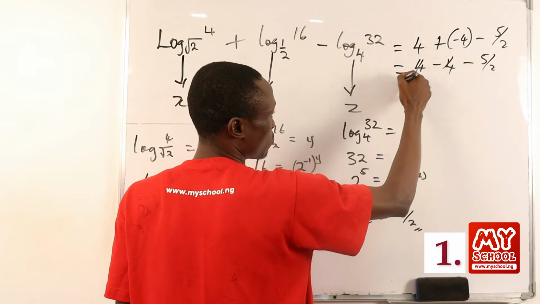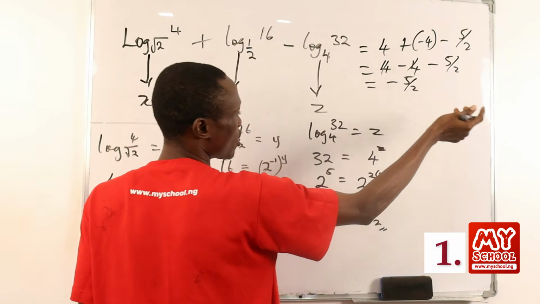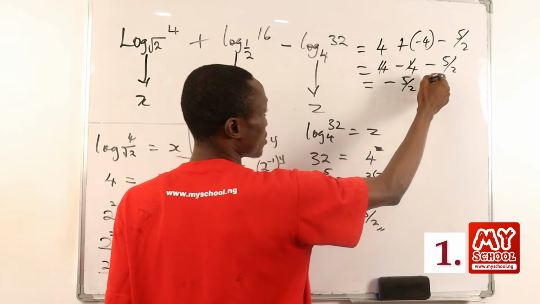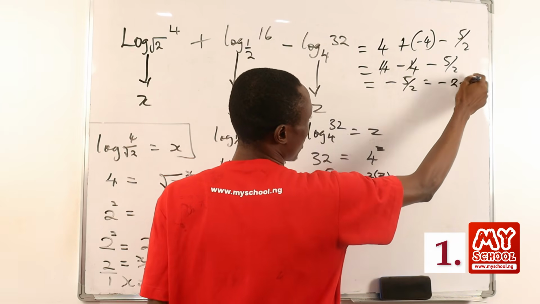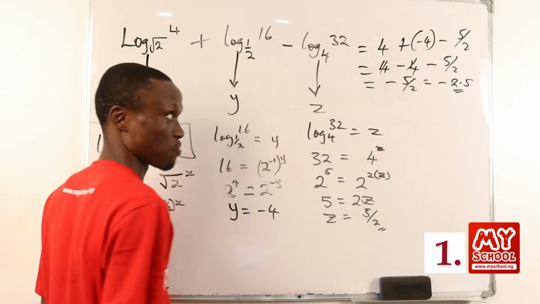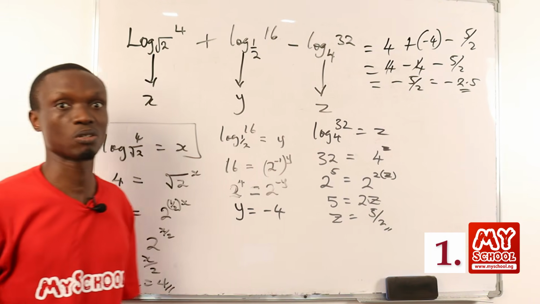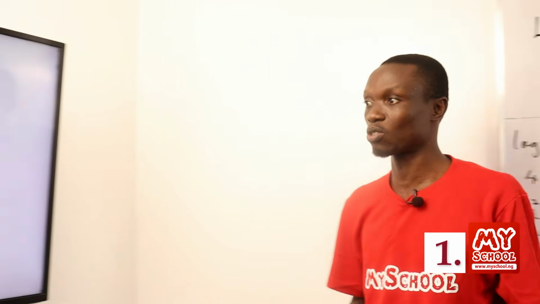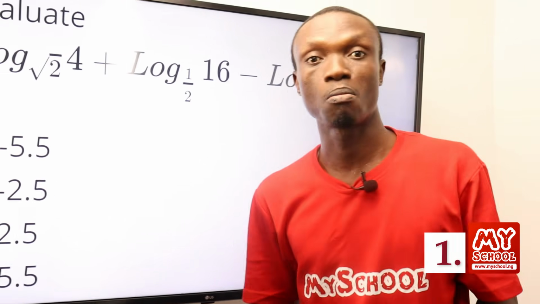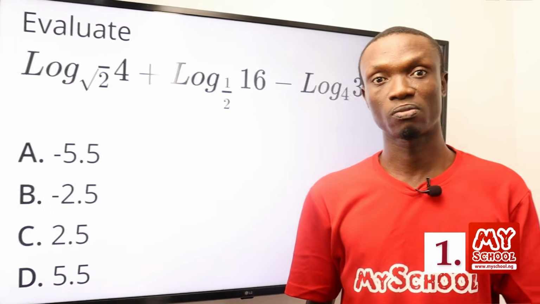So this will be 0, and we have minus 5 over 2 left. Minus 5 over 2 is the same thing as minus 2.5, that is 5 divided by 2 is 2.5. So let's return back to the screen to pick the correct option for this question. And that is option B, minus 2.5.